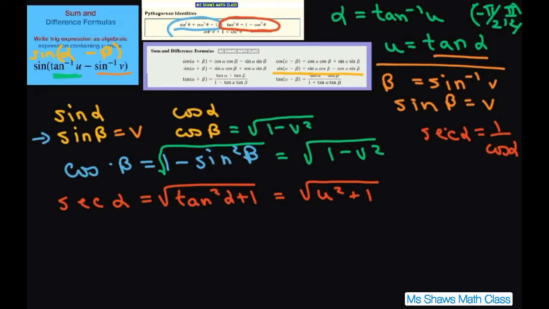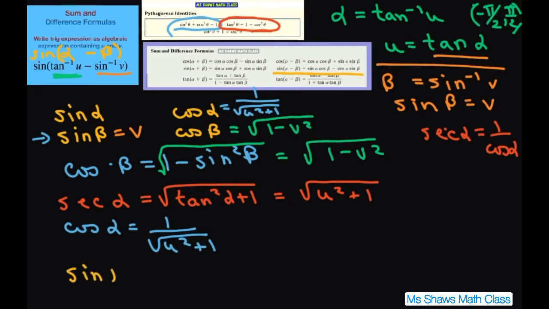Now, for cosine of alpha, that's just going to be 1 divided by the square root of u squared plus 1. So we have this, 1 divided by the square root of u squared plus 1. And the last part is the hardest part. That's going to be sine of alpha equals the square root of 1 minus cosine squared of alpha.